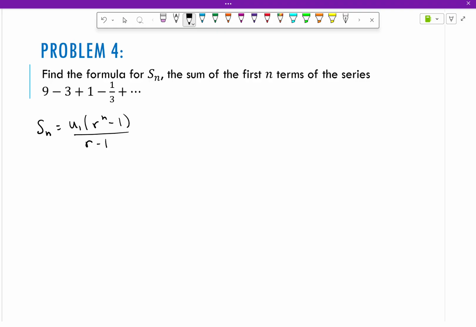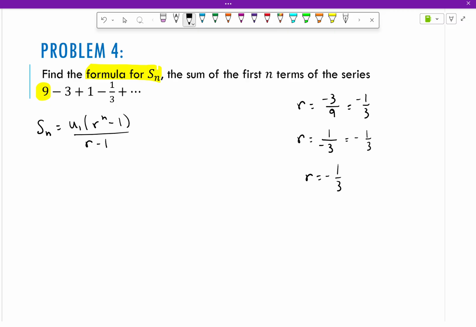Right? And I'm going to need to figure out what is r. So if I take the second number divided by the first number, I'd get negative 1/3. If I take the third number, divide it by the second number, I get negative 1/3. So I can see r is really just negative 1/3. Now, I don't know what n is because it doesn't tell me, which is fine. I'm creating a formula, so I shouldn't know what n is if I'm going to make a formula. I do know what the first term is. The first term is 9.